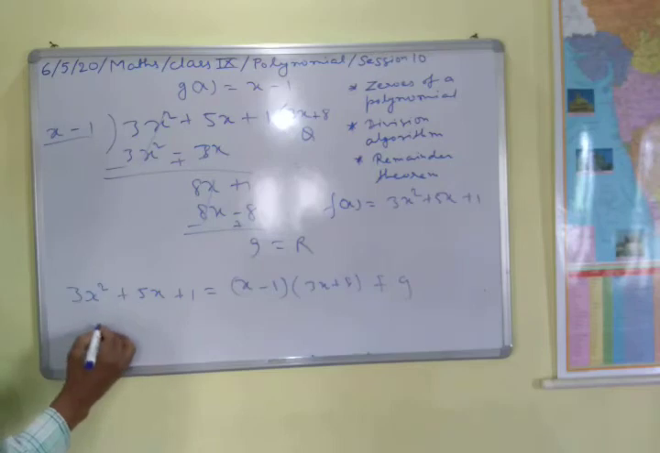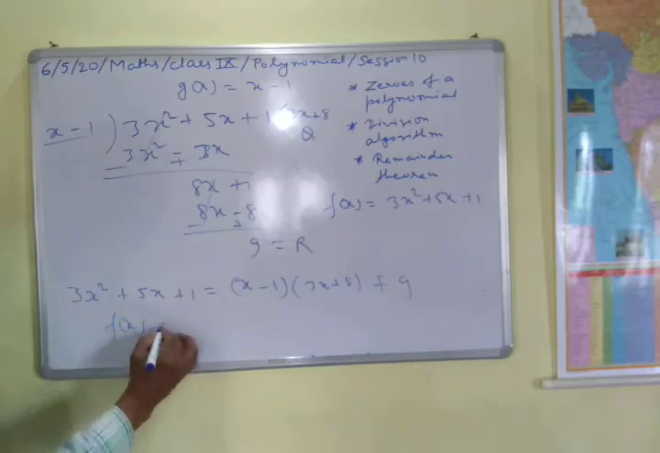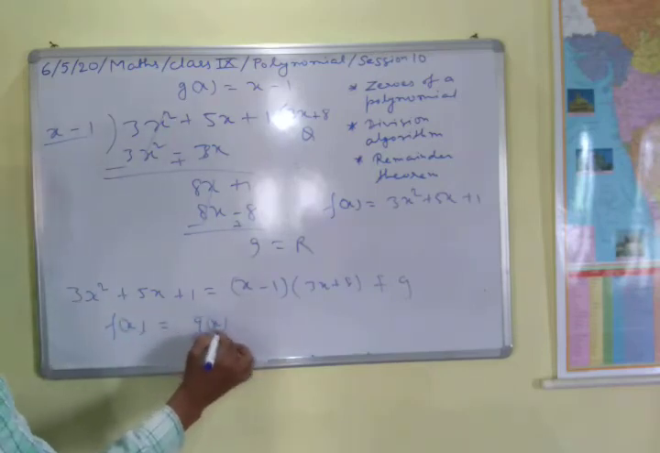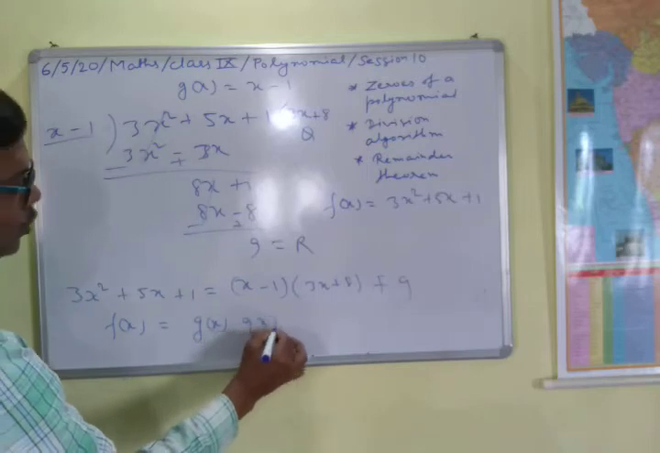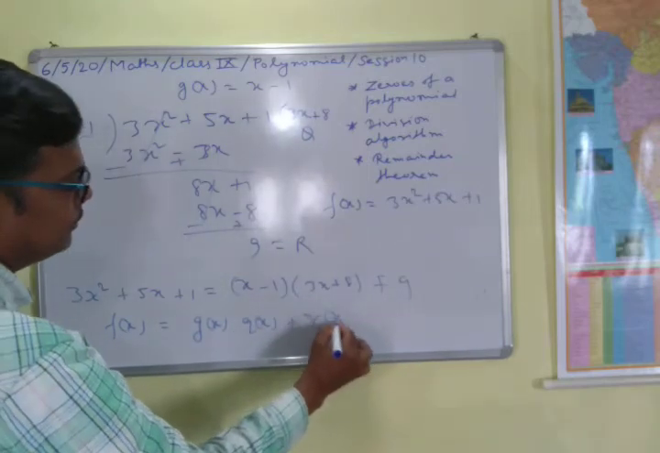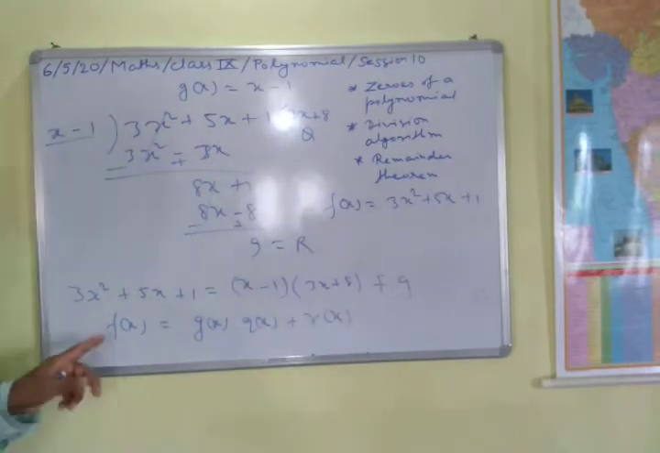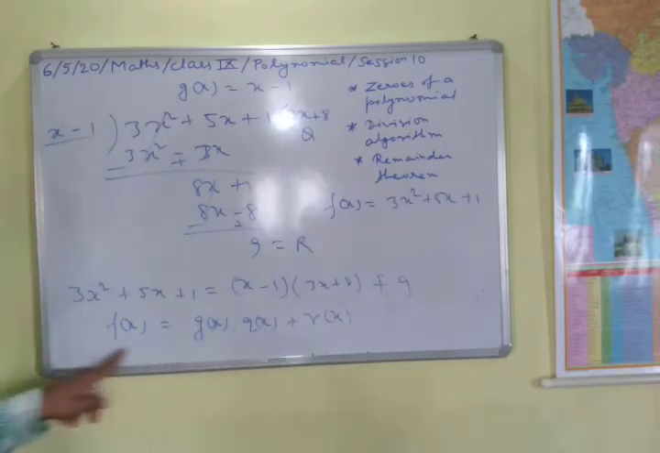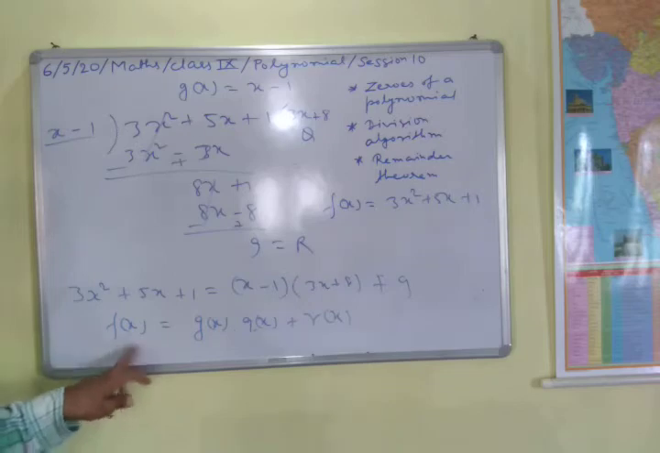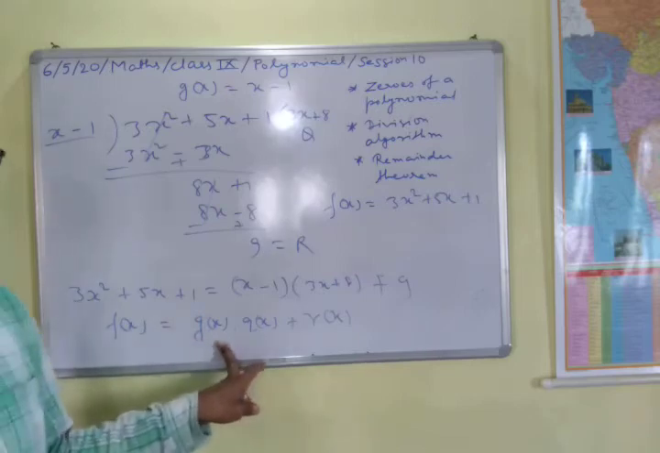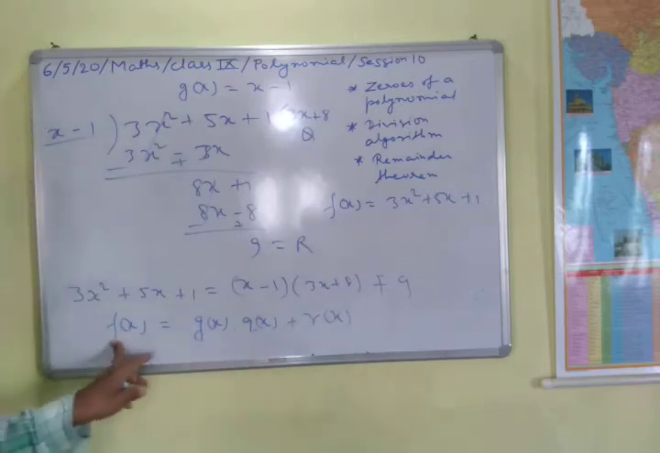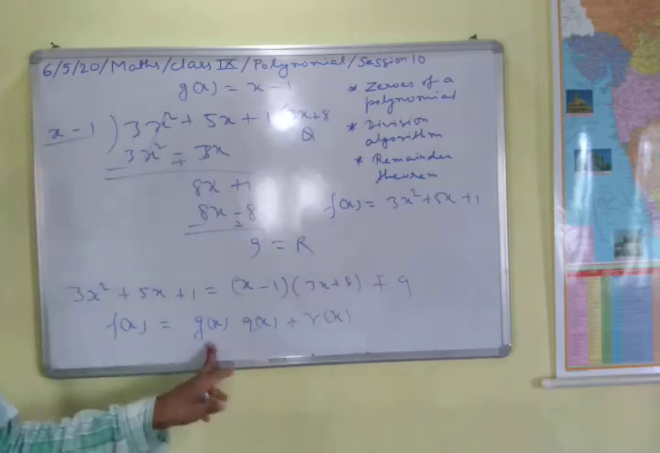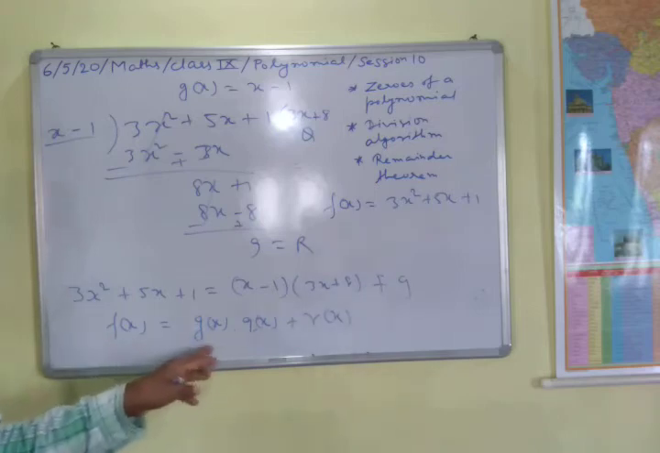Now here you can write that f(x) equal to g(x) into q(x) plus r(x). So what is the meaning here? This is the division algorithm for the polynomial, that is f(x) equal to g(x) into q(x) plus r(x). That is, we are given two things here, f(x) and g(x), and g(x) is not equal to 0.